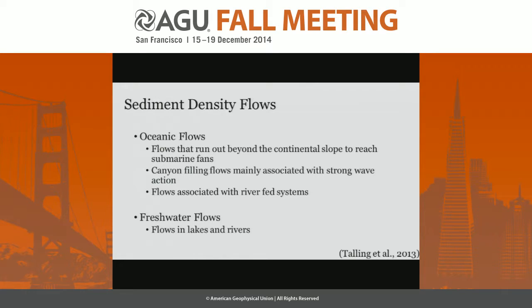There has been a categorization of these flows, with the main being between oceanic flows and freshwater flows. These categorizations are based on things such as sediment source, distance of flows, and concentration. I'll be looking at flows associated with river-fed systems, and this river-fed system is the Fraser River in British Columbia, Canada.